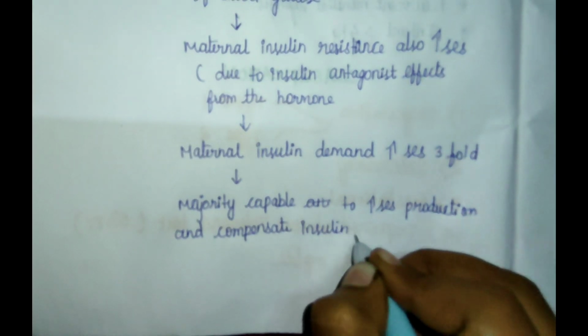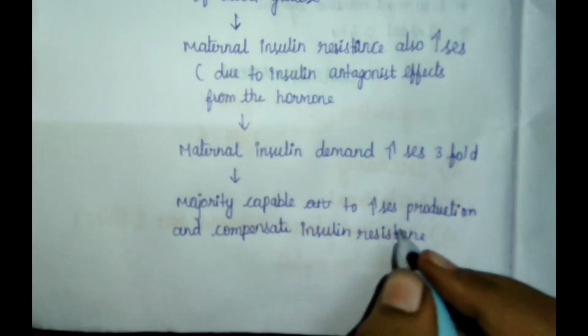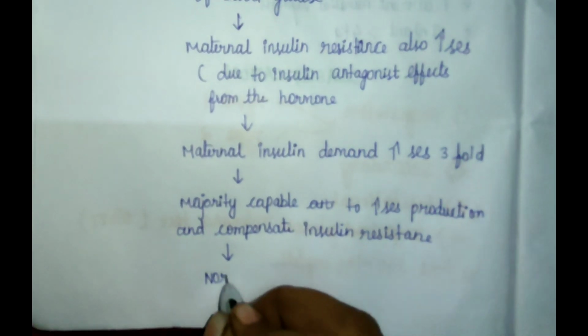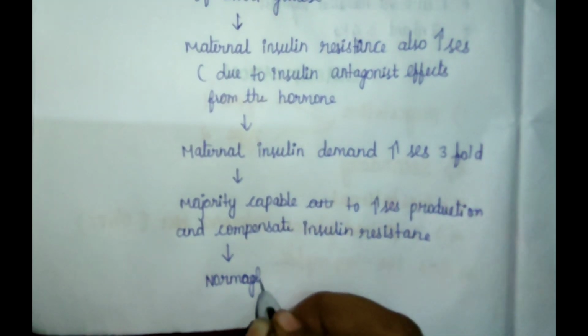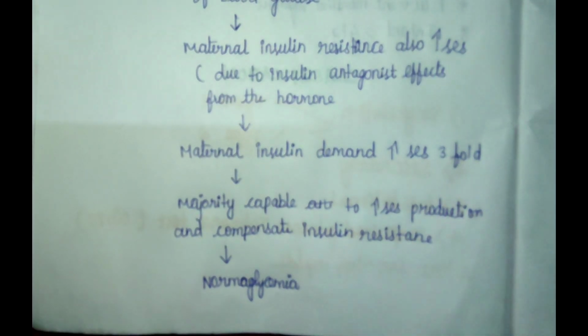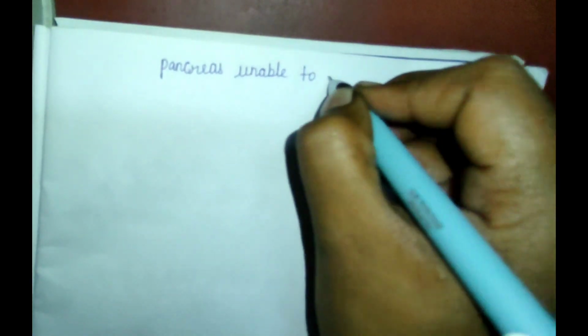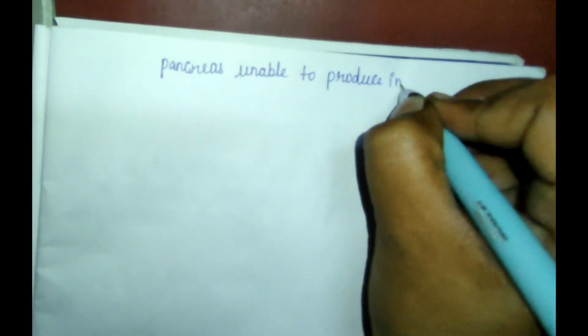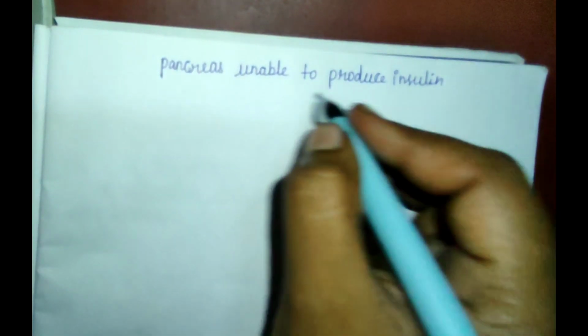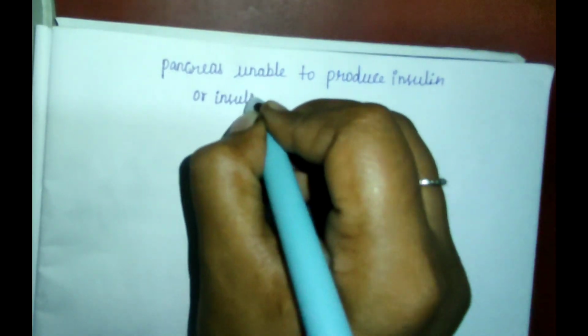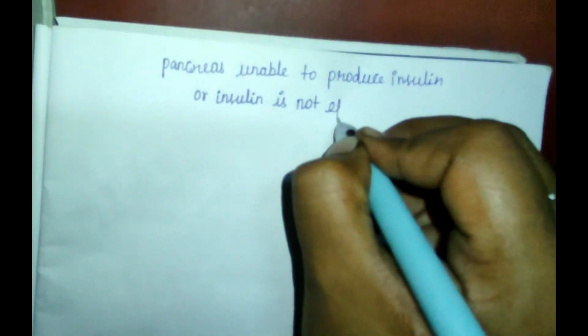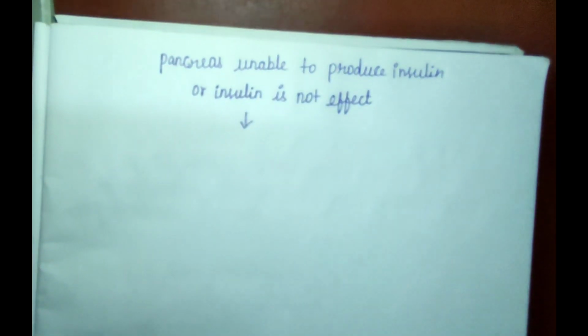And it will maintain normoglycemia. Otherwise, it leads to the pancreas being unable to produce insulin, or the insulin is not effective. So it all leads to gestational diabetes mellitus.